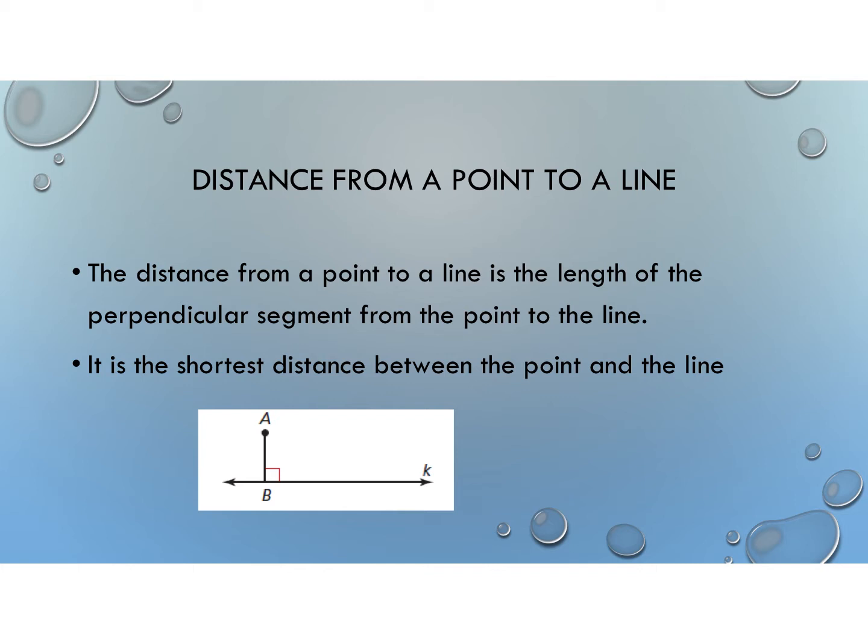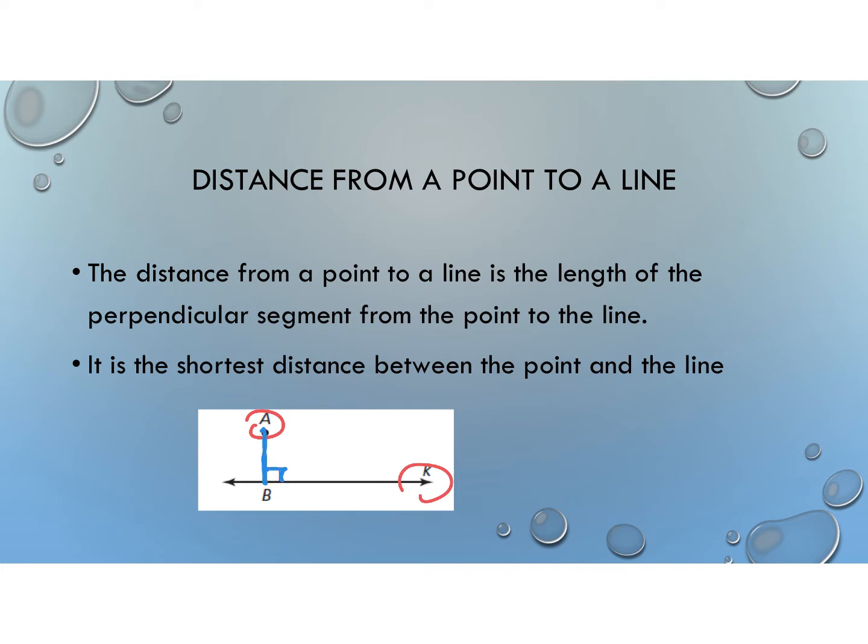And the distance from a point to a line is going to be the length of the perpendicular segment from the point to the line. That perpendicular distance is always going to be the shortest distance between the point and the line. So for example, if I asked you to find the distance from point A here to line K, the shortest distance is going to be this perpendicular segment. And you'll look for the right angle.